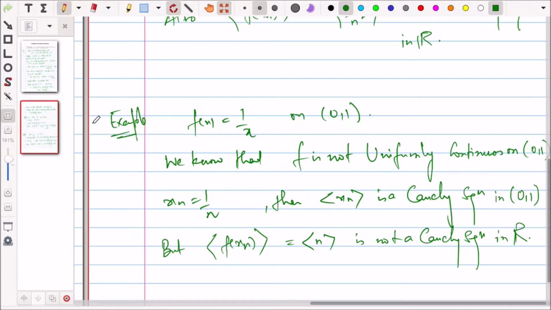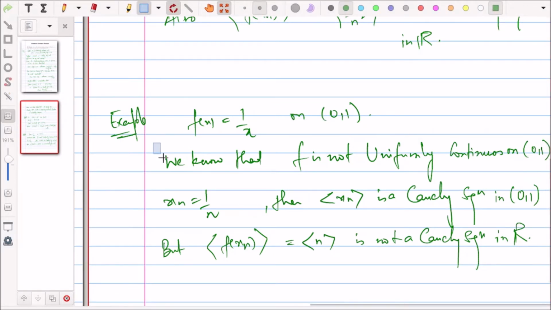So this result can be used in negating something, in negating a uniformly continuous function. If we take a Cauchy sequence, from here we can also conclude that f is not uniformly continuous, because xn is a Cauchy sequence in 0 1, but f(xn) is not a Cauchy sequence. So from this theorem we can easily conclude that f is not uniformly continuous on 0 1. So this is also one of the proofs to show that f(x) equal to 1 by x is not uniformly continuous on 0 1.